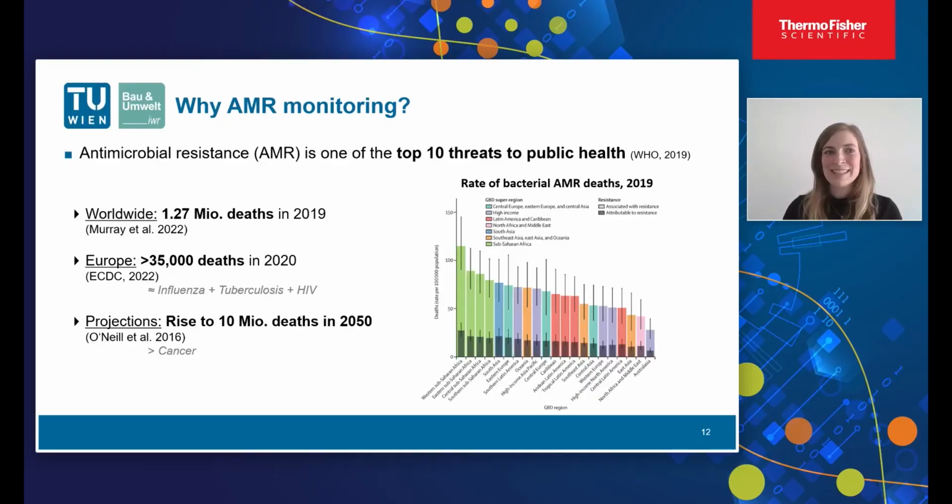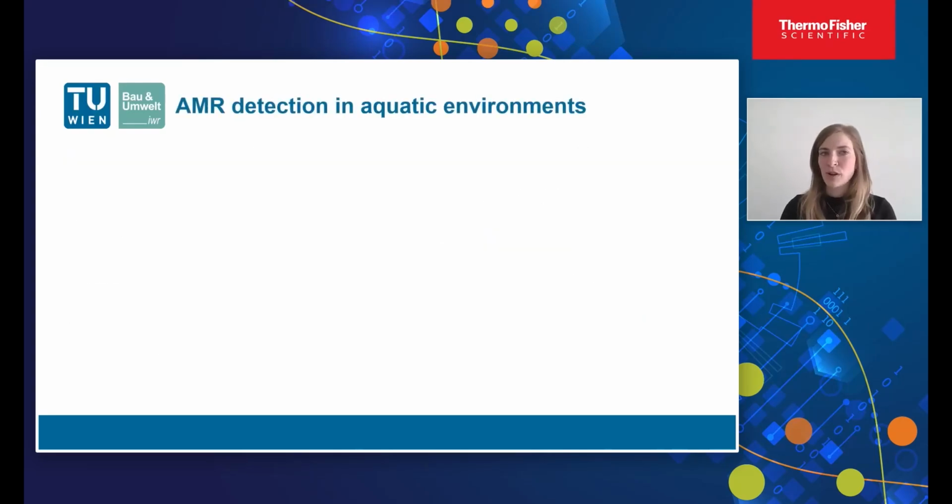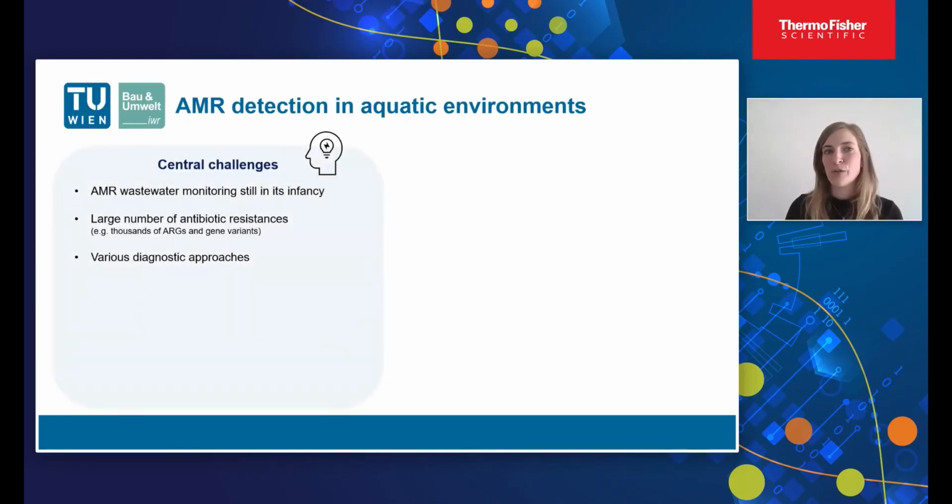So I think it's quite clear that AMR monitoring is something that is really important. And we at our institute, since we are the Institute for Water Quality and Resource Management, have a look at the aquatic environments of the AMRs. So what are basically the central challenges of AMR detection? So first of all, AMR wastewater monitoring is still in its infancy. So there's not that much knowledge we can look back to, decades and decades, unfortunately not. Additionally, there is a very large number of different antibiotic resistances, thousands of different genes and gene variants. And there are many different diagnostic approaches out there.